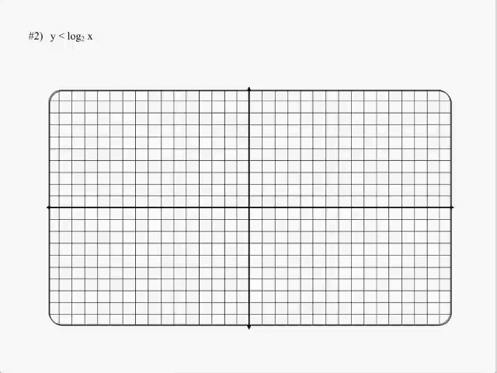We have no other numbers in this problem, therefore it has not been translated left or right. It's not been translated up or down. It's not been stretched or shrunk. It's not been reflected. There's no other numbers. It just says you're supposed to shade below the curve.